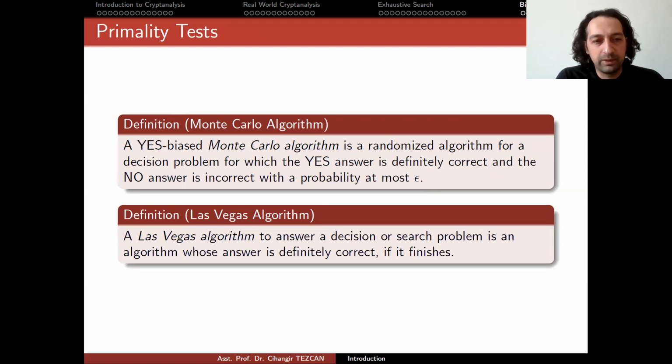Another type of algorithms are called Las Vegas algorithms. A Las Vegas algorithm to answer a decision or search problem is an algorithm whose answer is definitely correct if it finishes. So there are this kind of algorithms which run sometimes forever, but whenever they give you a result, it is always true. So these are some basic definitions about algorithm times and also the definition of the big O notation.